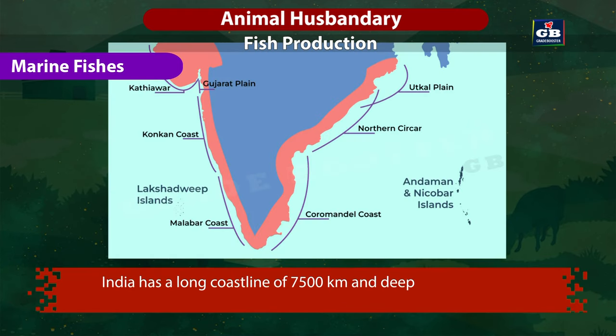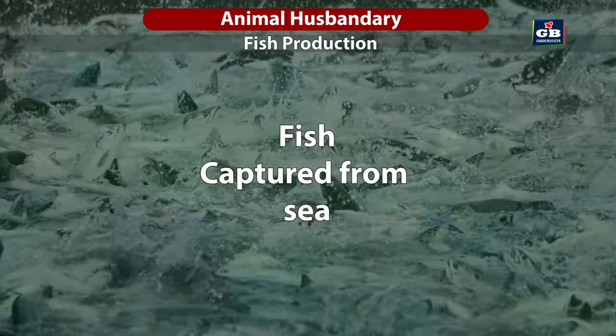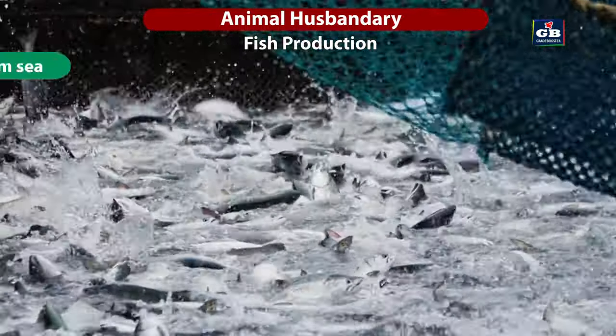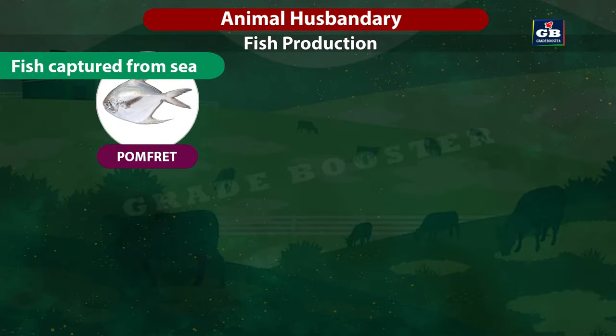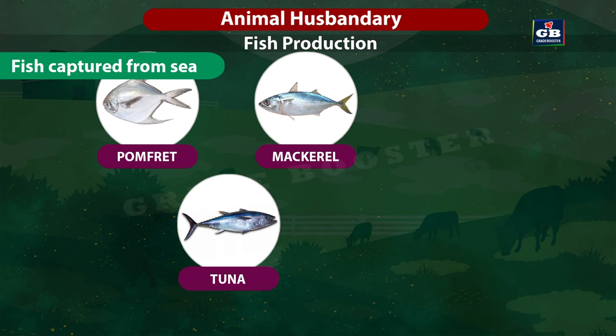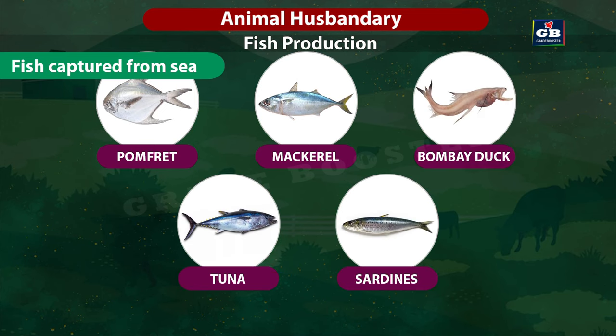Marine fishes. India has a long coastline of 7,500 km and deep seas beyond it, providing marine fishery resources. Fish captured from sea. Popular marine fish types in India include pomfret, mackerel, tuna, sardines, and Bombay duck, caught using various nets from fishing boats.